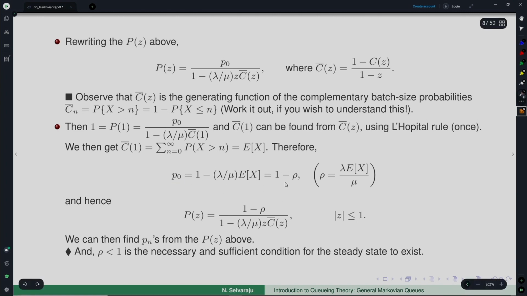Now again, note here P naught equals 1 minus rho. So, this will be strictly greater than 0 if rho is strictly less than 1. So, rho less than 1 is the necessary and sufficient condition for the steady state to exist, as you usually expect. This is the condition under which the steady state would exist even in the M^X/M/1 model, where my rho is now lambda times expectation of X, the total arrival rate. Once we have this, we can invert it, and it is possible for many reasonable assumptions with respect to batch size.